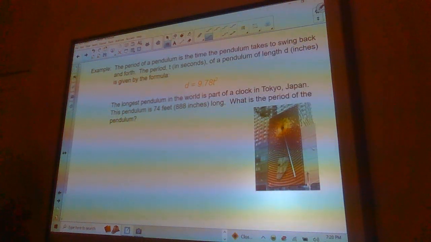The period t in seconds of a pendulum of length d inches is given by the formula d equals 9.78 t squared. Now, the longest pendulum in the world is part of a clock in Tokyo, Japan. The pendulum is 74 feet or 888 inches long. What is the period of the pendulum? So I need to solve for t.